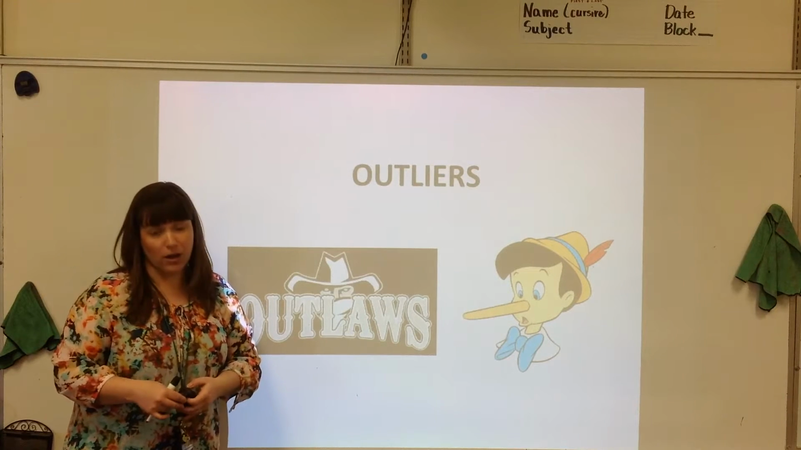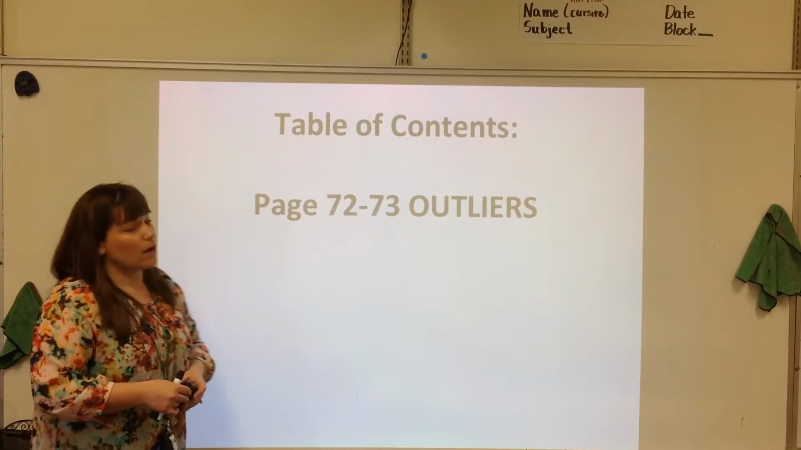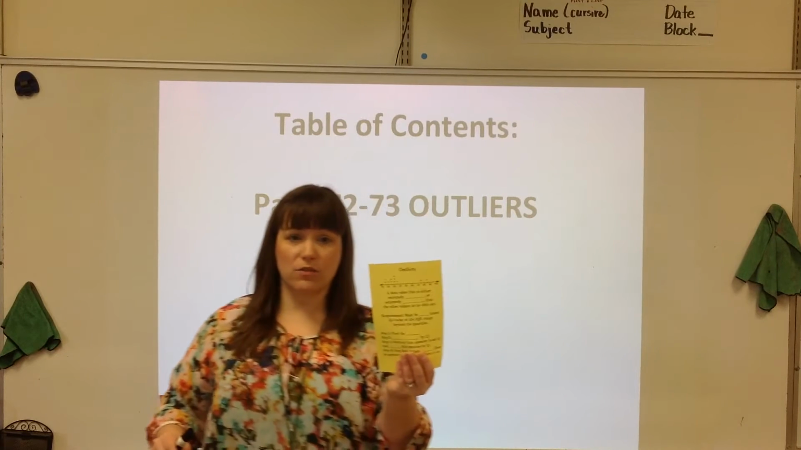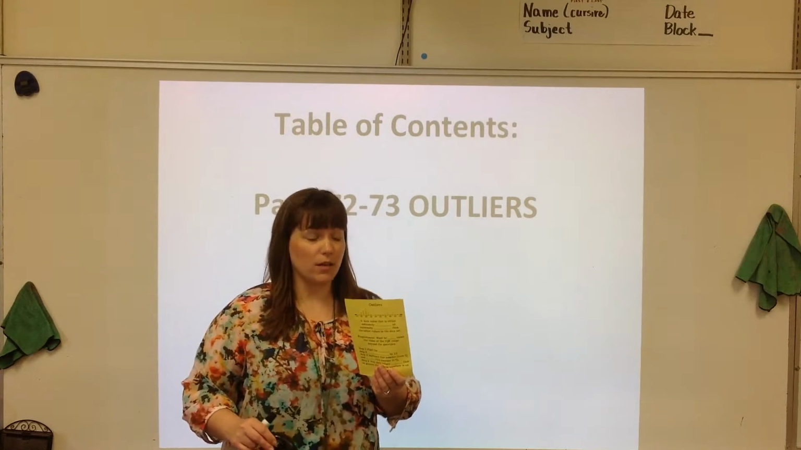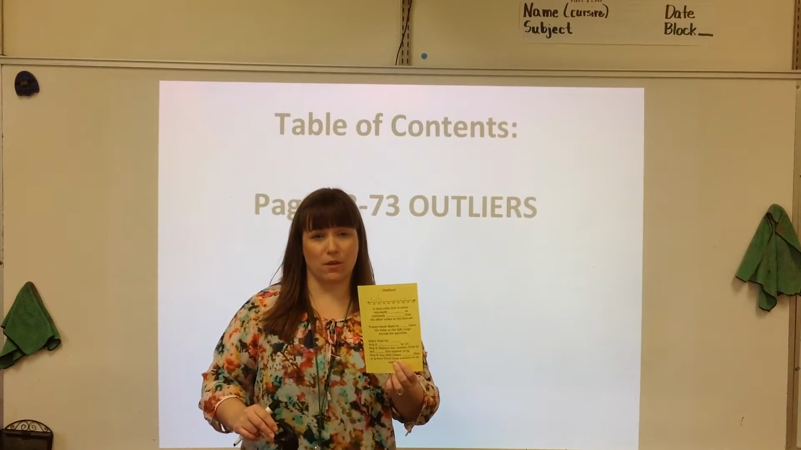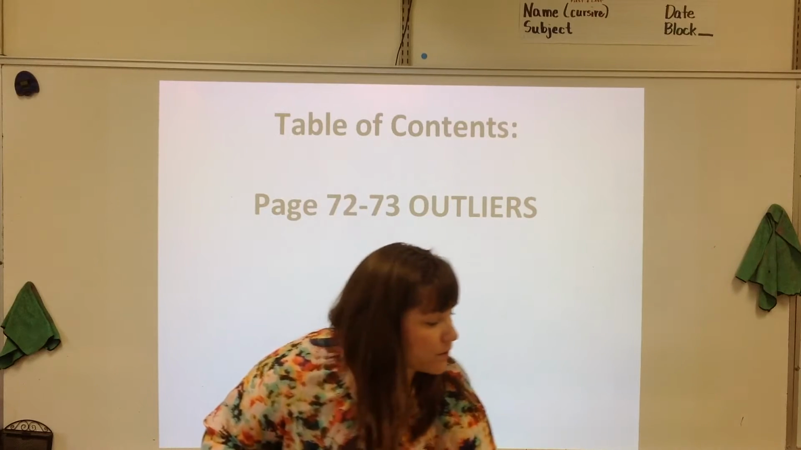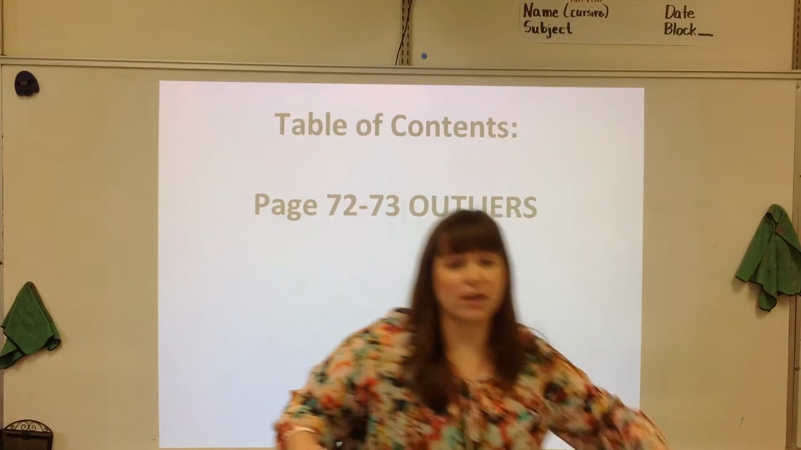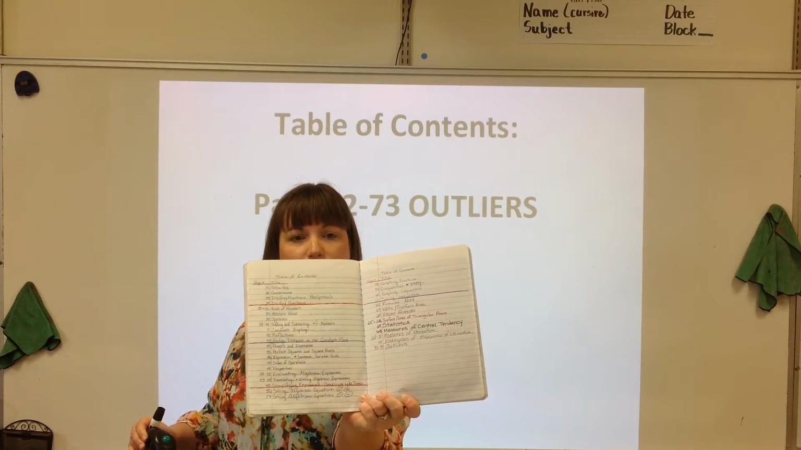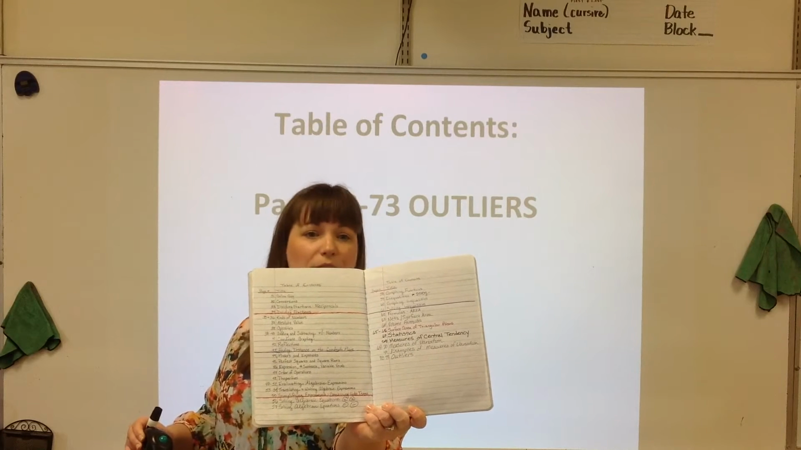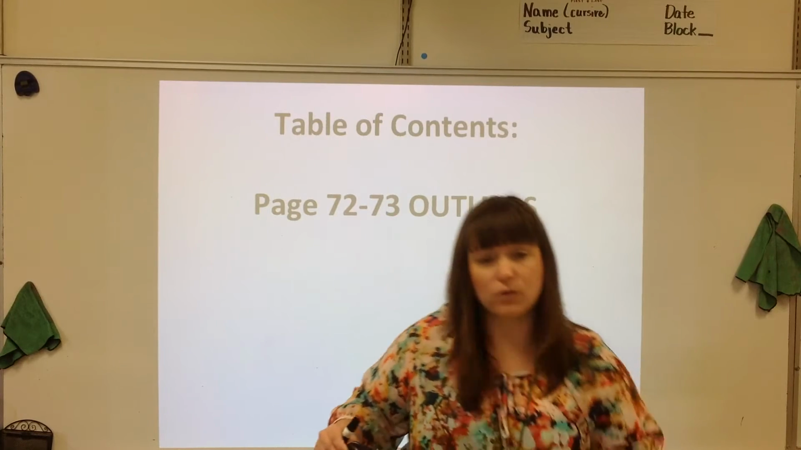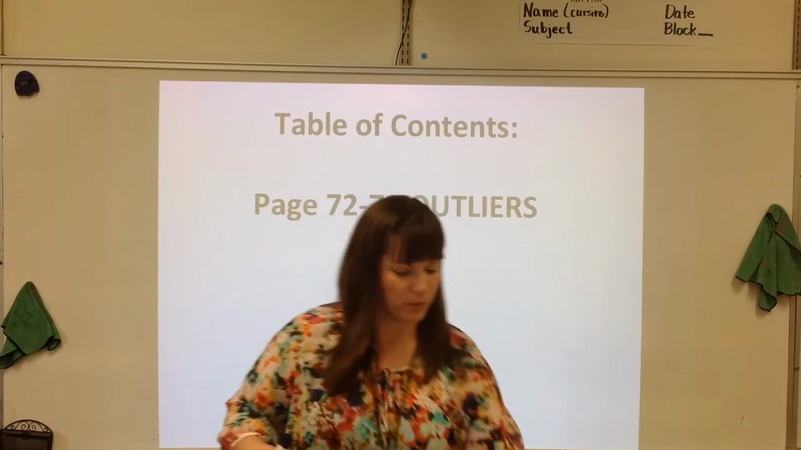So I'm going to show you what outliers look like. To get ready for this lesson, you're going to want to have this yellow sheet of paper. This is going to get glued in to page 72. We're going to be doing an example on page 73. So make sure your table of contents looks like this. It has pages 71 and 72 just labeled with outliers. And you can glue this in to page 72.